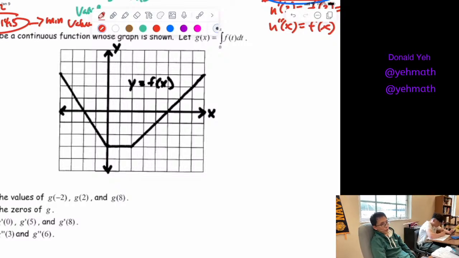Somebody tell me what g of -2 is. I would tell you, be careful. What is g of -2? Josh, will you say something? Huh? -3 is wrong.